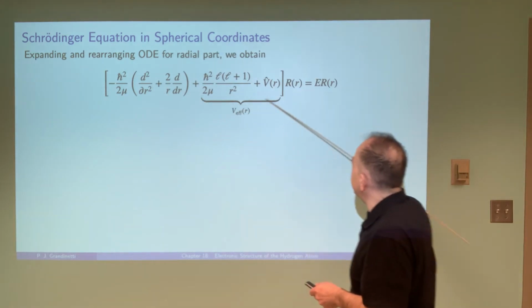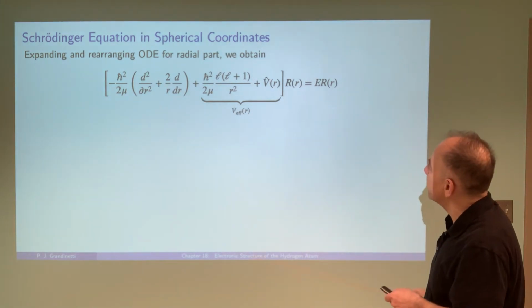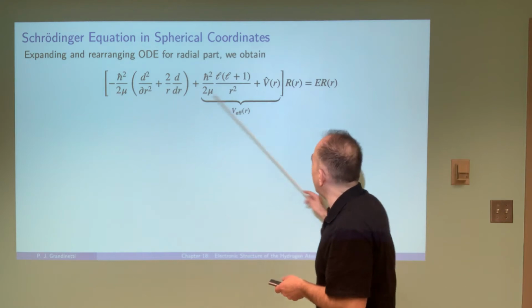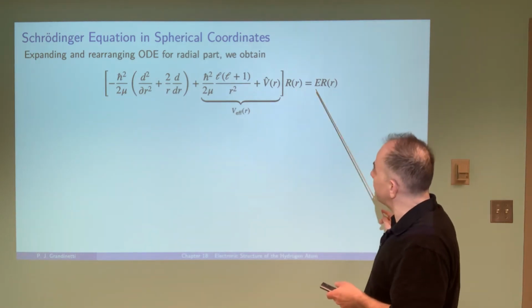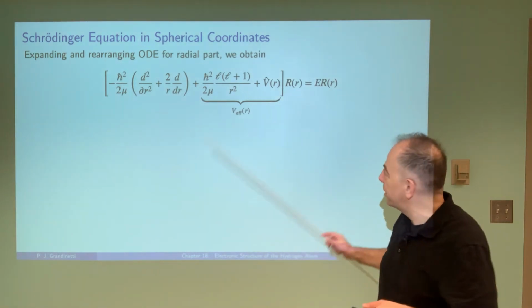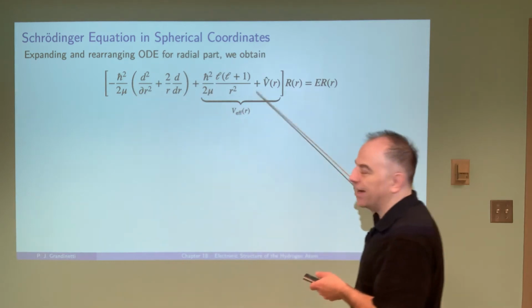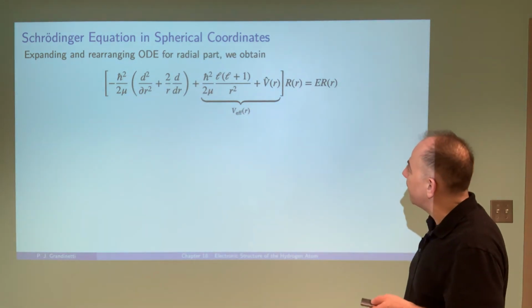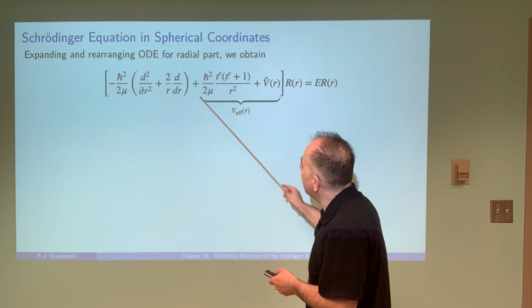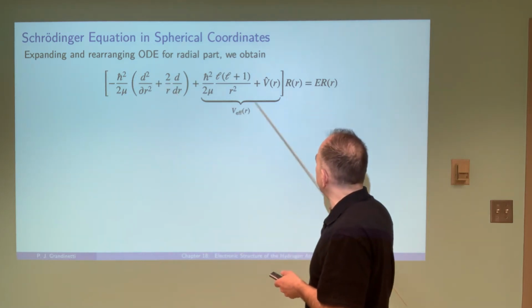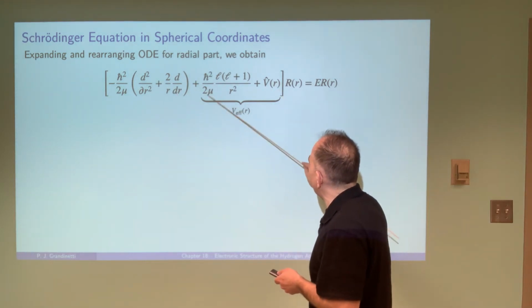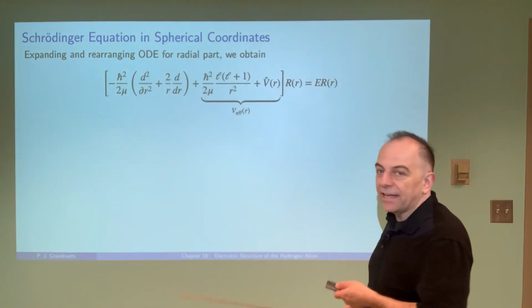So this is what it is if I rearrange it. And this looks like H psi is equal to E psi. So this is the Schrodinger equation in one dimension, and this is what our effective Hamiltonian looks like. And if you look at this, you see that this part is related to the kinetic energy, but this part now is what looks like an effective potential.